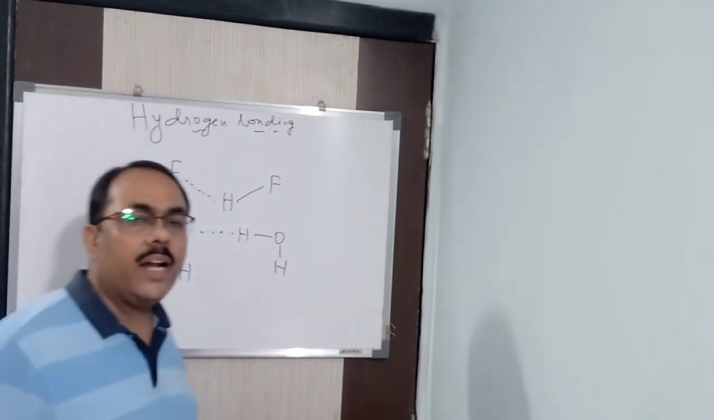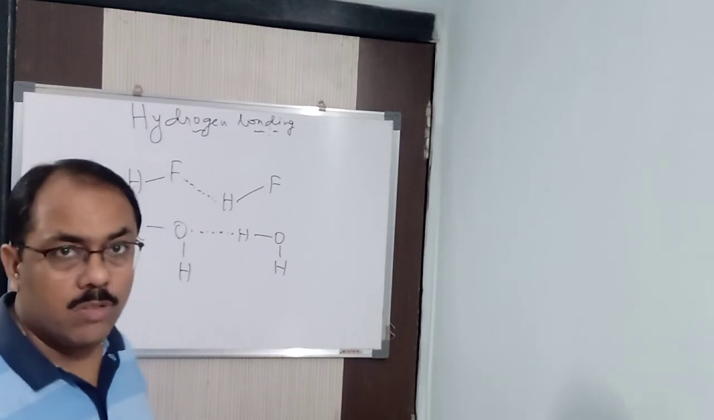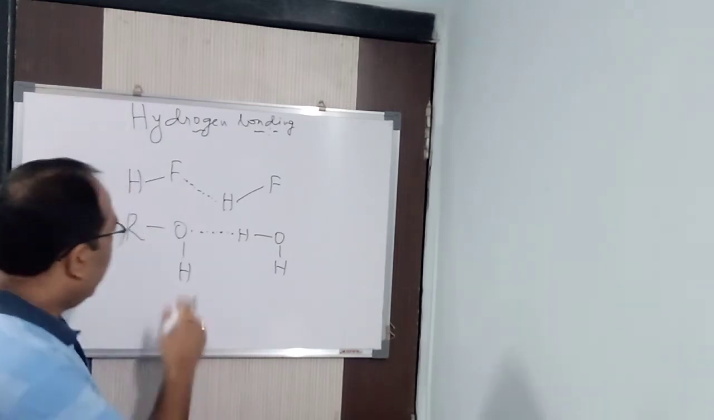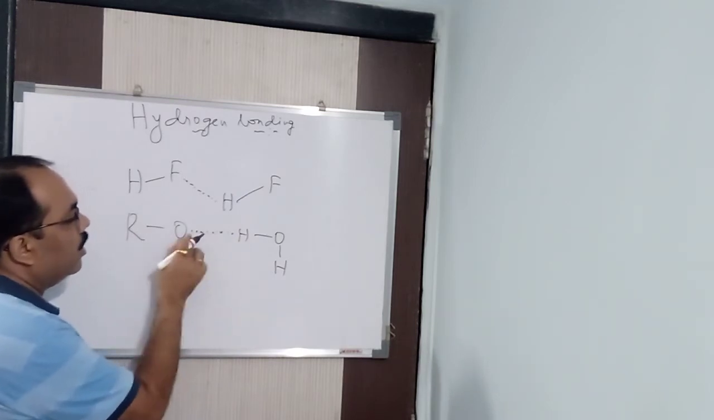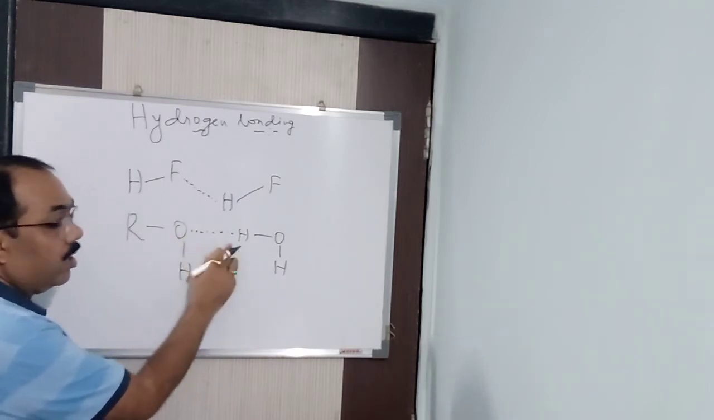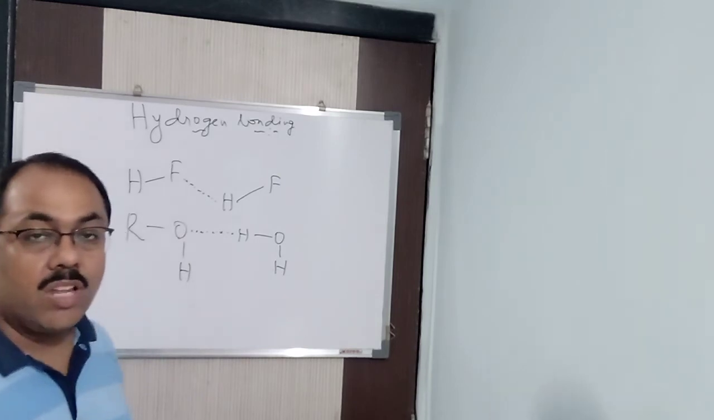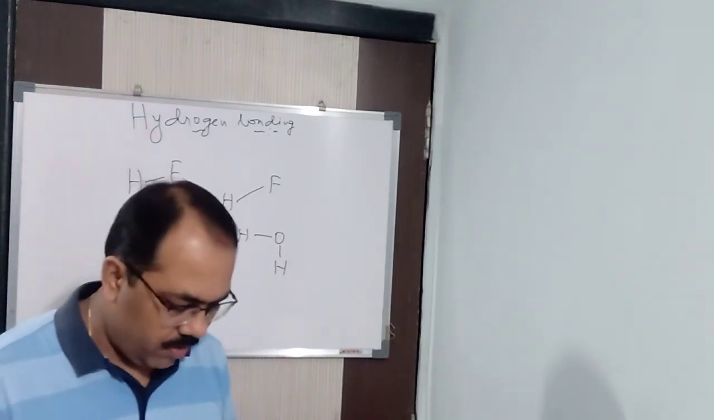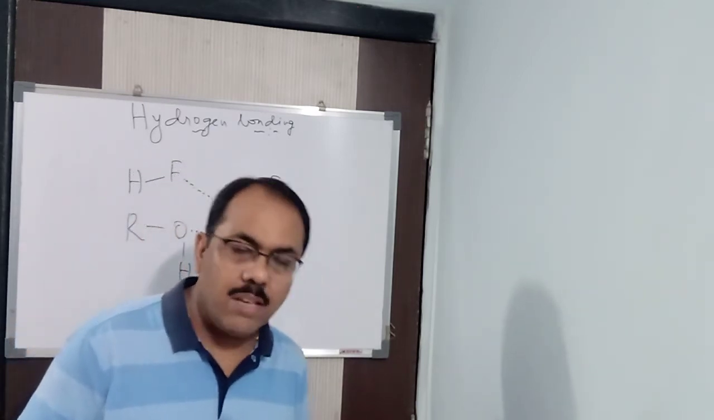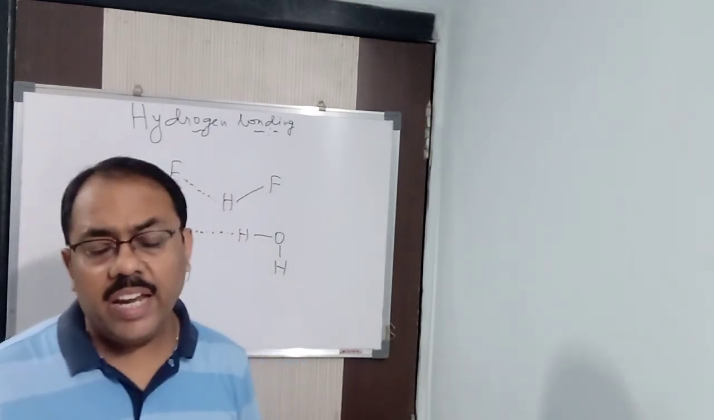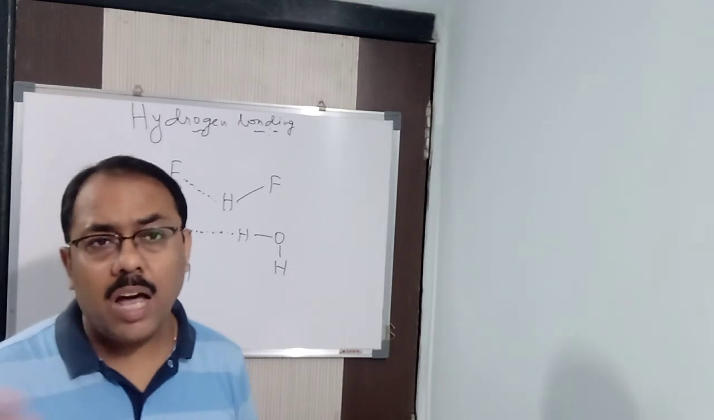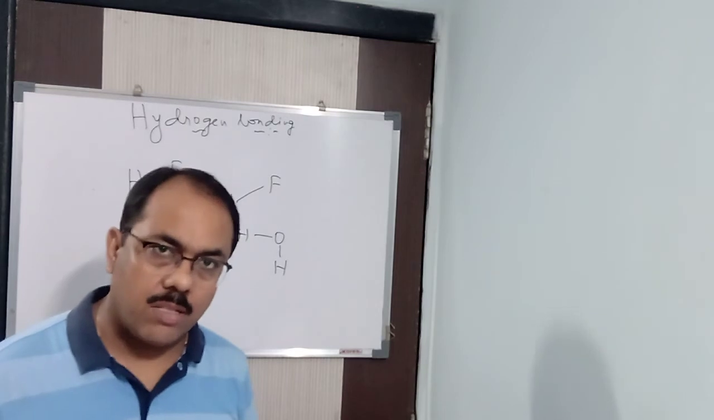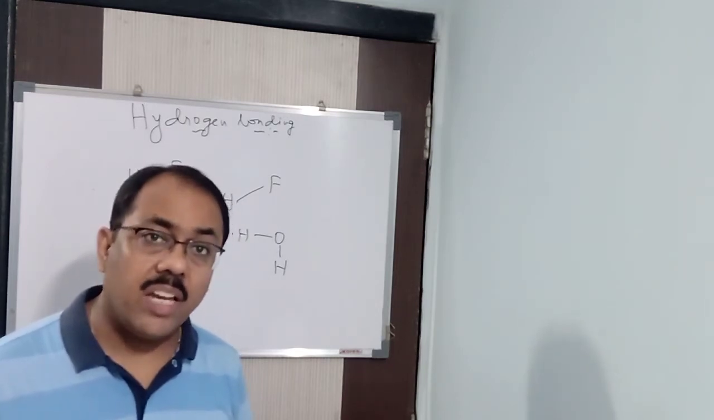So intermolecular hydrogen bond takes place between two molecules of the same kind or of different kind. We can say that. Clear? And it is denoted by the dotted line in this way. This particular bond is known as intermolecular hydrogen bond. Inter means between two different molecules. Intra means within the same molecule, like we say intra-class competition, intra-house competition. Intra-house means within the same house. Intra-class means within the same class. That is called intra.